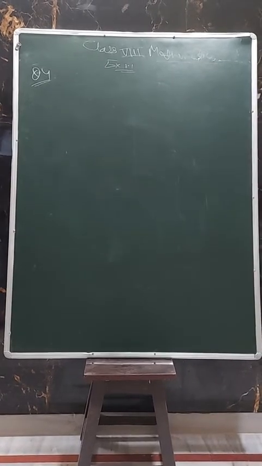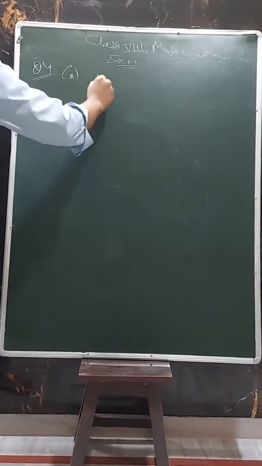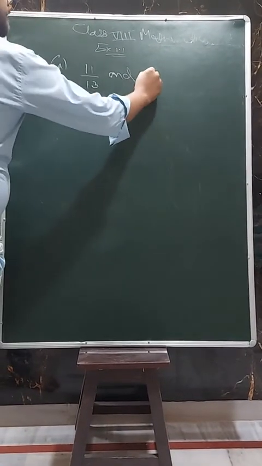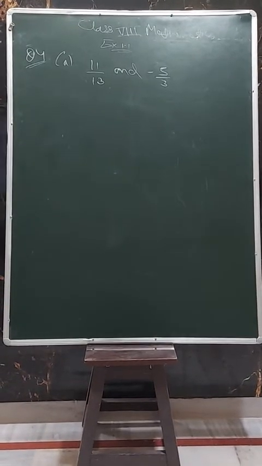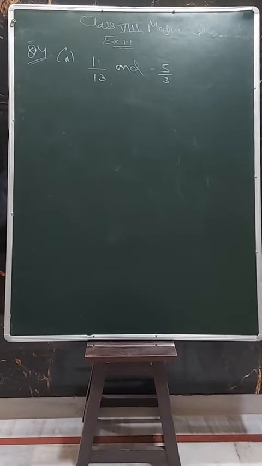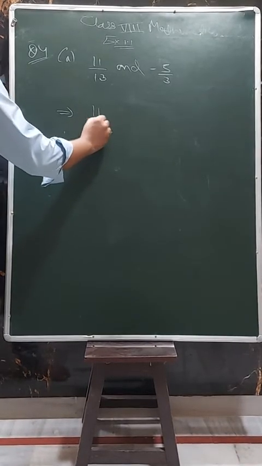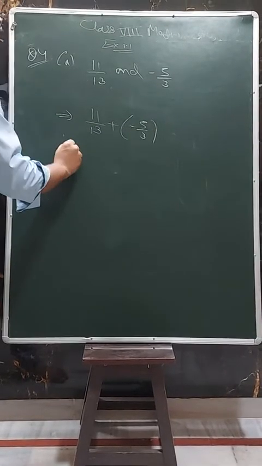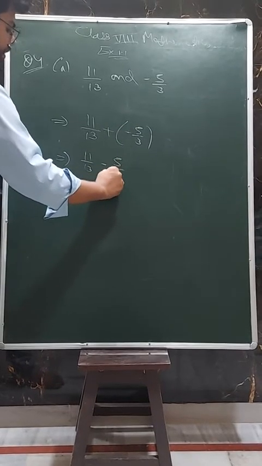Now exercise question fourth one. The numbers are like 11 upon 13 and minus 5 upon 3. This is the closure property of addition we have to prove here. Simply take the LCM, means add both of the numbers. 11 upon 13 plus the second one, minus 5 upon 3. Now 11 upon 13 plus minus will be minus 5 upon 3.